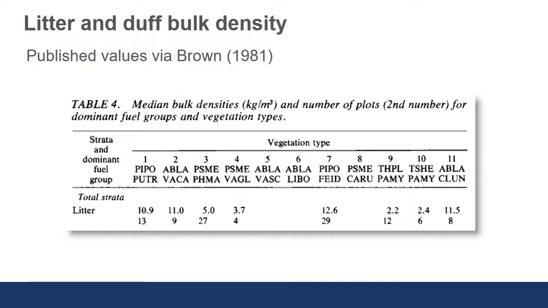First, we will consider estimating fuel loading using published values. The table shown is from Brown 1981. This table lists the bulk density of the litter layer for several common habitat types in the northern Rocky Mountains.